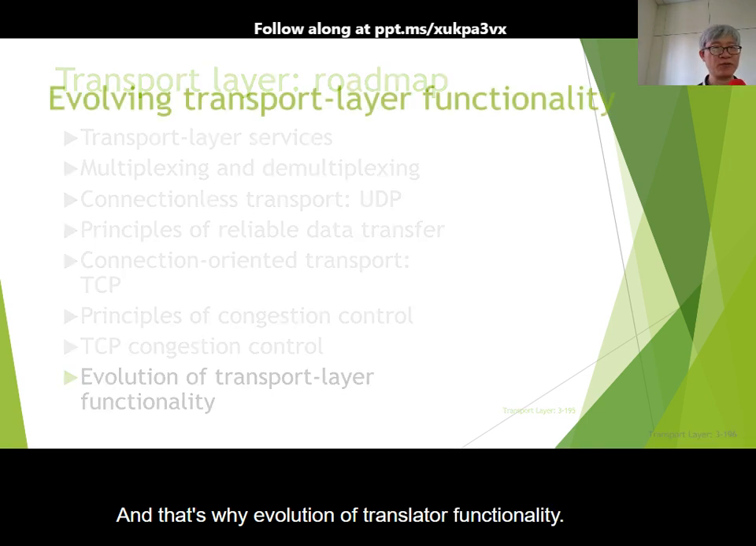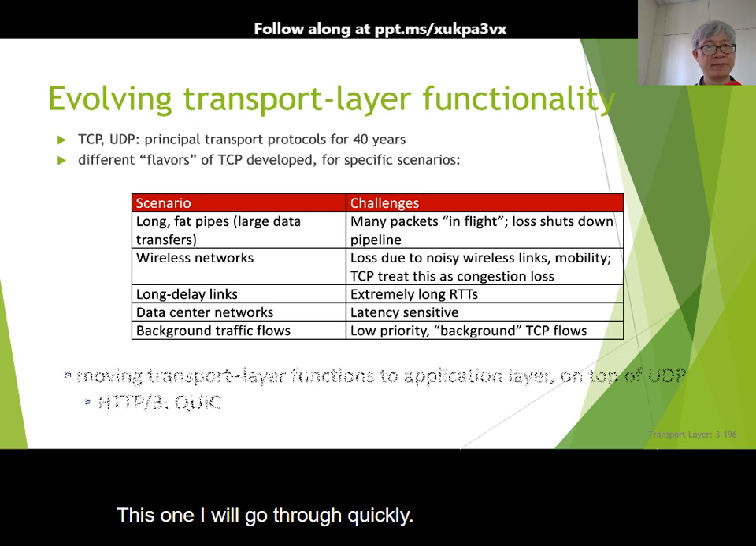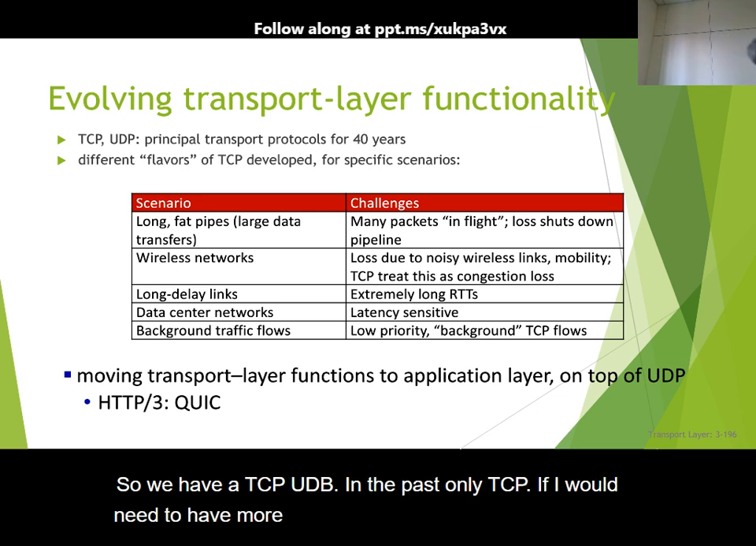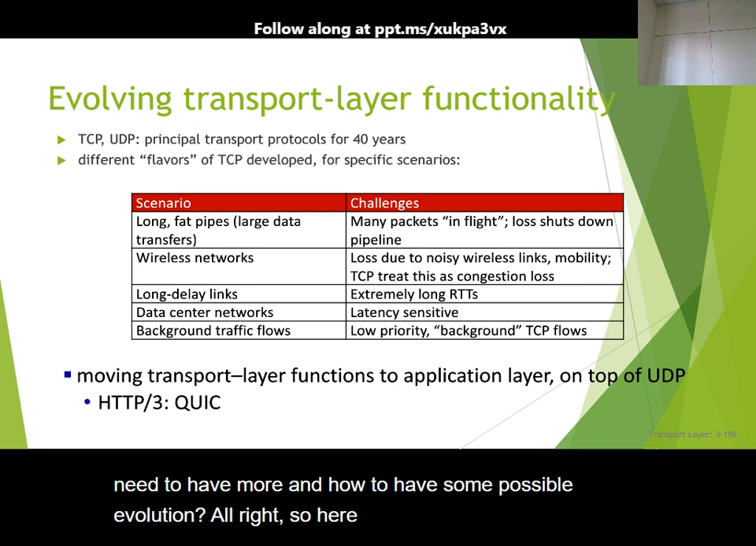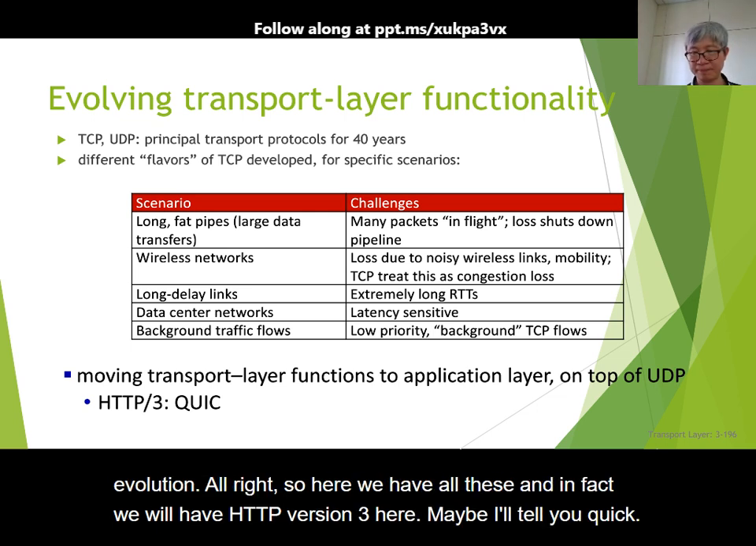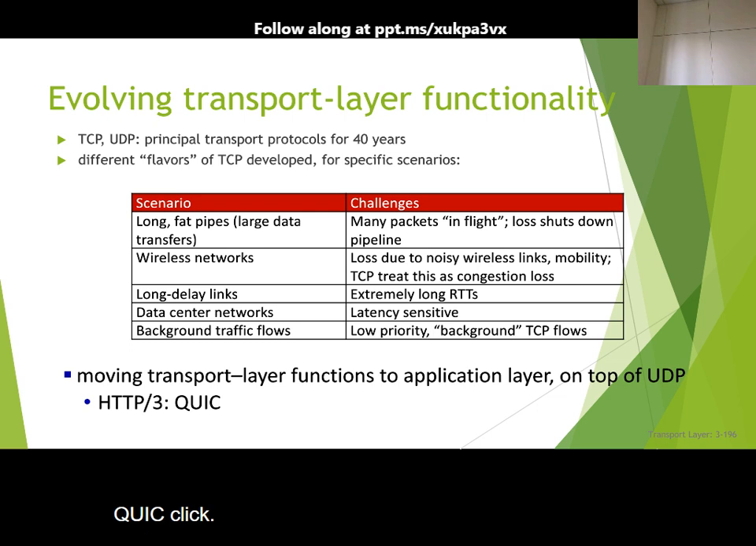This one I will go through quickly. So we have TCP and UDP. In the past, only TCP and UDP. In fact, we need to have more. And how to have some possible evolution. Alright, so here we have all these. And in fact, we will have HTTP version 3. Here, maybe I call it QUIC, quick. And in fact, HTTP 3 is QUIC. This time we don't rely on TCP, we rely on UDP.